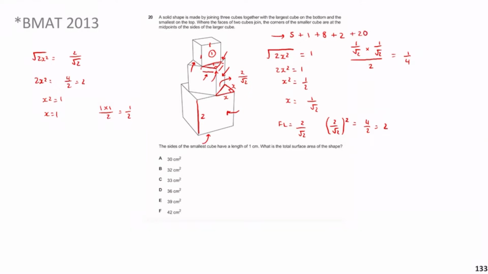So plus 20, and now we just have to add this up. So 8 plus 2 is just the 10, plus 20 is going to be 30, and plus the 6 is going to be 36. So hopefully, guys, you can appreciate then in this answer, the answer would be D.